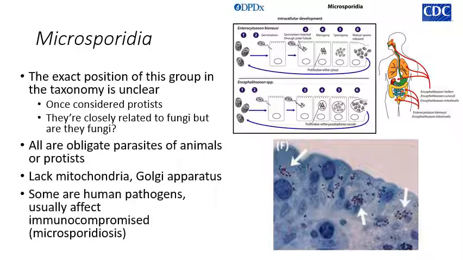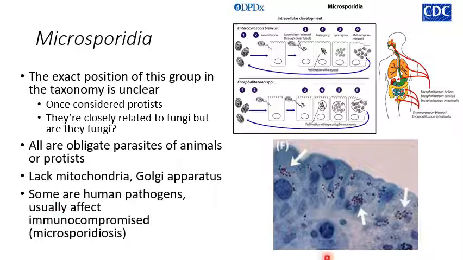All of the Microsporidia are obligate parasites, so they cannot live without a host. They're either going to be parasites of animals or of protists. They don't have mitochondria, they don't have a Golgi apparatus, so that's partly the reason why they're stuck as obligate parasites. Since they don't have mitochondria, they don't really have a way to make a lot of energy for themselves, and they're going to steal it from their host. Some of these are human pathogens, as you might figure, since they're obligate parasites. Usually they just affect immunocompromised people though, so people with a healthy immune system wouldn't really be affected by them. But in people who are immunocompromised, they can cause serious conditions, specifically microsporidiosis.